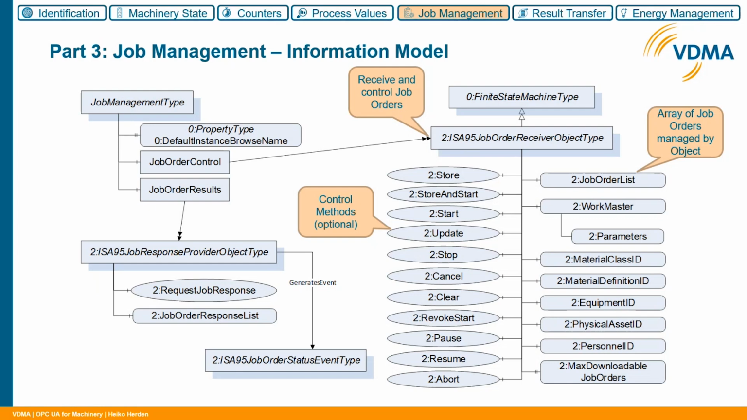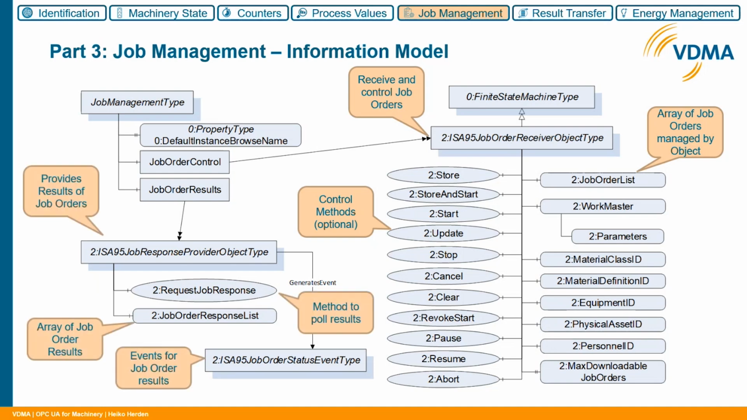So in the job order list, I will see all the job orders on the machine. And we have all these optional control methods that we have just seen as arrows in the state machine. I can also have recipes or configurations within that work master here in that type. On the other hand, we have this job order results, which provides all the results of the job orders. And here we have a method to poll these results. We get an array of job order results, and we can also have an event for the job order results.